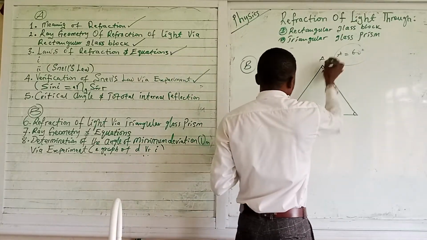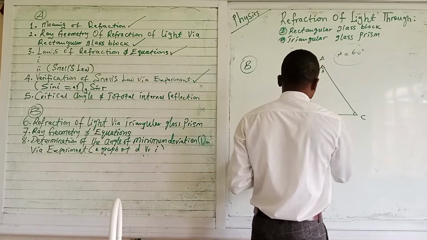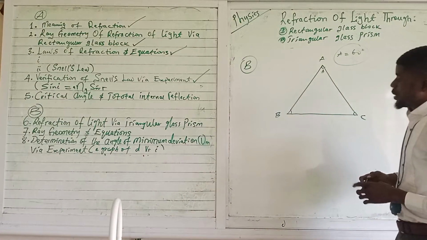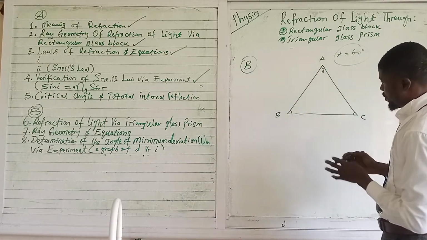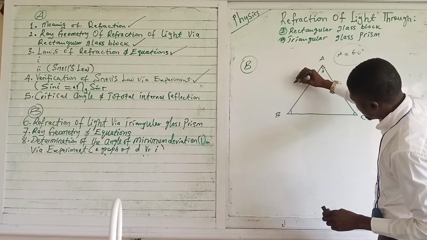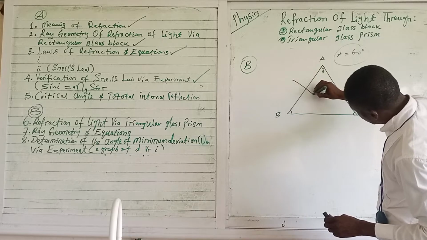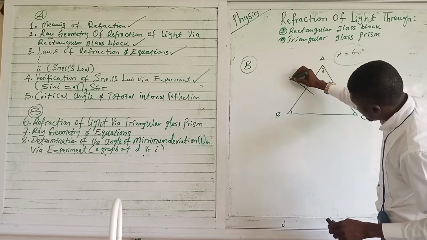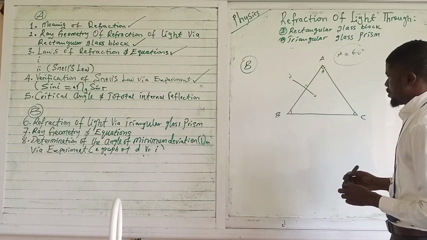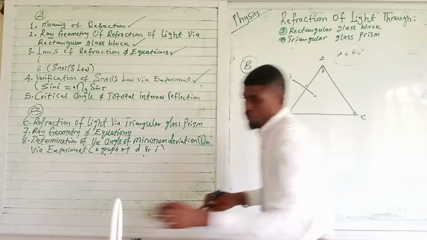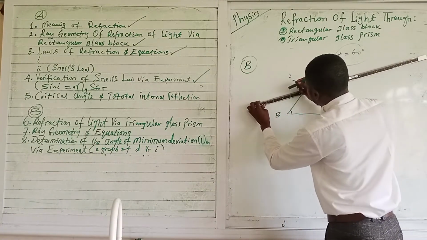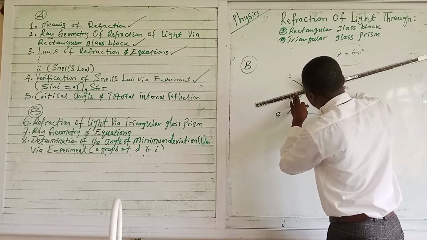Now, let's label this as our surfaces A, B, C. I'm going to produce a video, an experiment on all of this. Now, you have to draw a normal, maybe at the center here, perpendicular to surface AB. This normal must be 90 degrees to this surface. A ray of light will come from this end and will be incident on this surface.